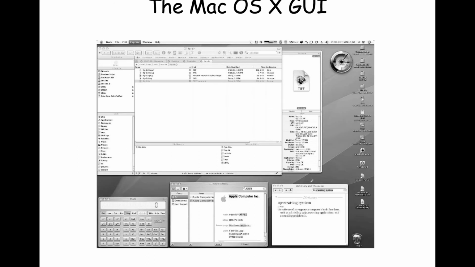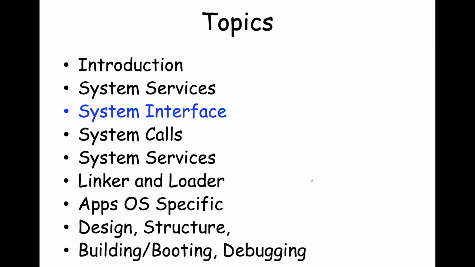increasingly these voice commands like Siri for Apple iOS products. So here's an example of the Mac OS graphical user interface. Again, it's a WIMP interface, window icon menu pointer. Let's take a look at system calls.